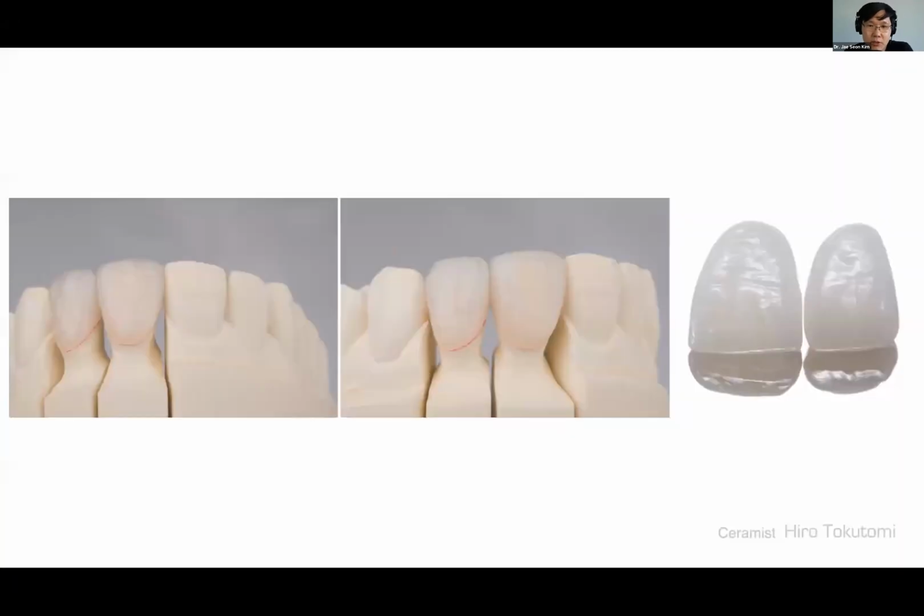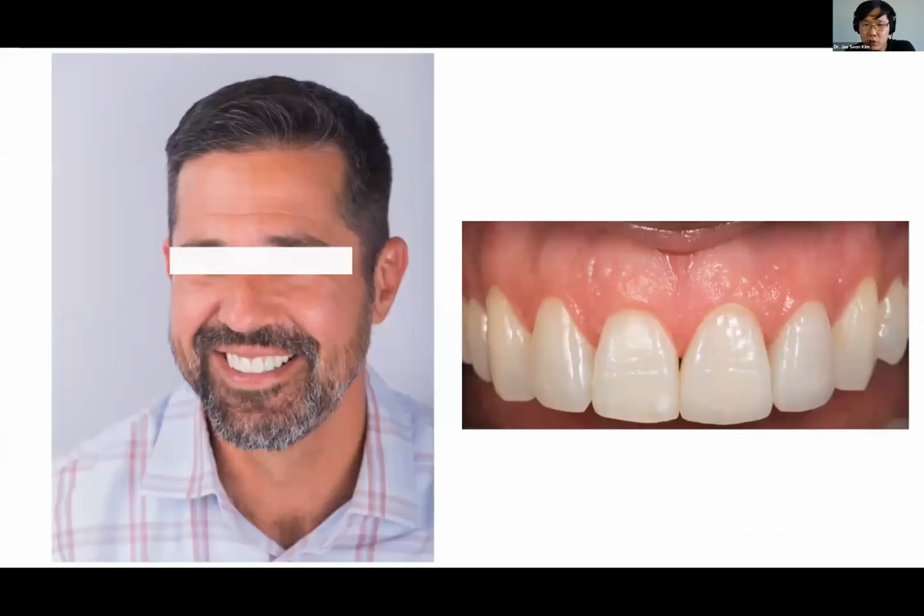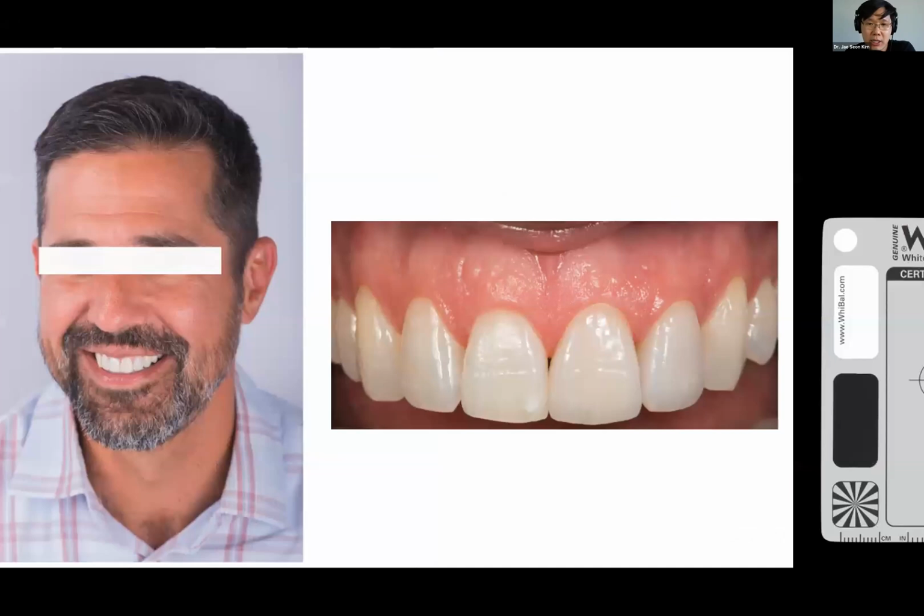I just talked about Hiro Tokutomi, a very talented ceramist. These were layered e.max restorations, and this was a very difficult case because we're restoring unilaterally. If you're restoring 8 and 9, it would be much easier, but unilateral was a challenge. But we'll pull this through.